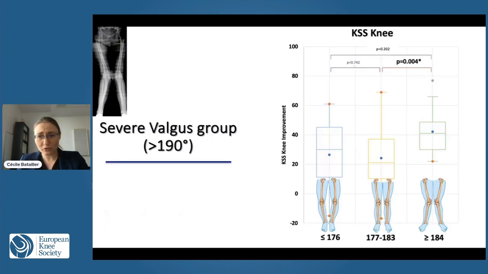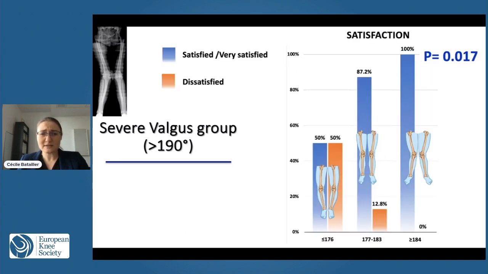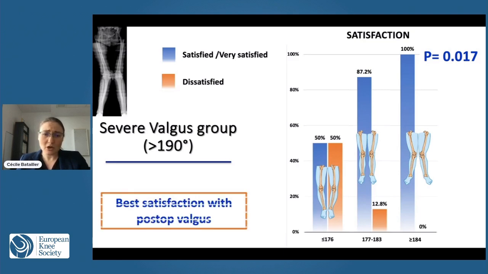For the severe valgus group deformity preoperatively, so patients with more than 10 degrees of valgus preoperatively, the best KSS knee score was obtained when we keep a post-operative valgus deformity, and this result was significant. And for the same group, we obtained the best satisfaction when we obtained at the end of the surgery a post-operative valgus alignment, and it was also significant.